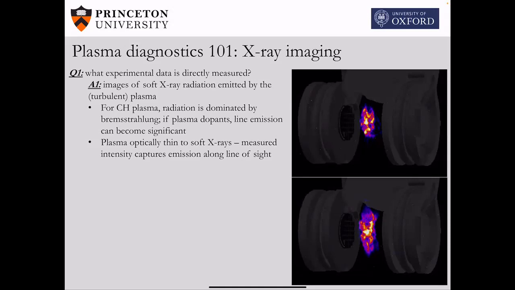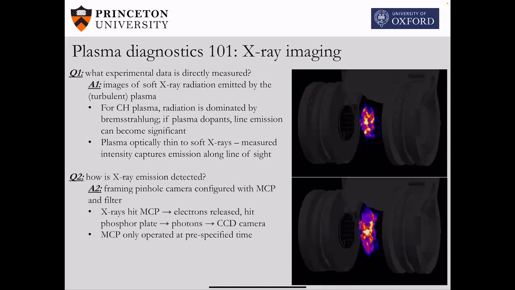Another thing about understanding these images is that the plasma is optically thin to soft X-rays, so the measured intensity is capturing emission along the entire line of sight in these images. The X-ray emission is detected using a framing pinhole camera, which is configured with a microchannel plate and a filter to remove anything but the soft and frankly also hard X-rays. But the emission is seen as then dominated by the soft X-rays in this case.